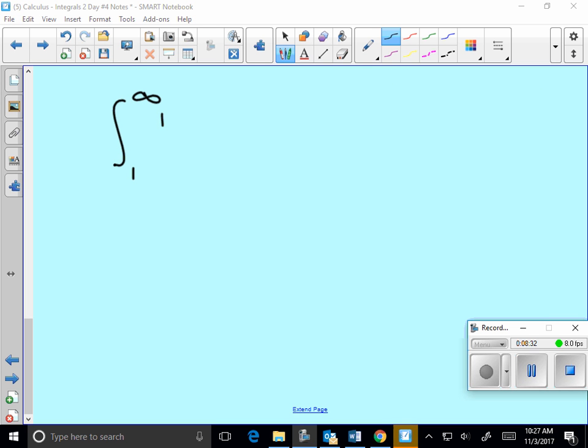The integral from 1 to infinity of 1 over e to the x. Now I don't want to integrate it in that form. I want to integrate it in the original form it was given.